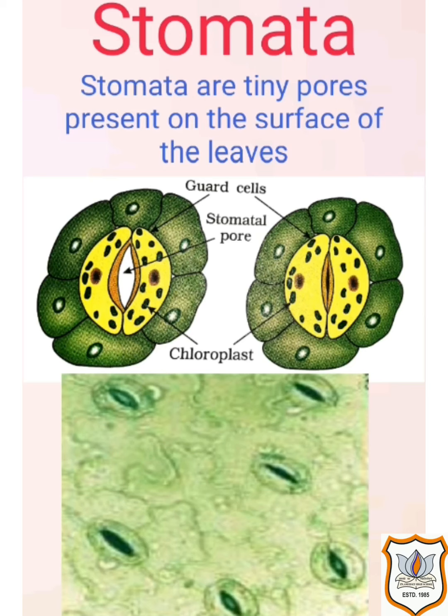Now, let us discuss the functions of stomata. The very first function, massive amounts of gaseous exchange take place in leaves through stomata for the purpose of photosynthesis. Second one, a large amount of water can also be lost through stomatal pores in the process of transpiration. Transpiration is an important process of plants in which plants release excessive water with the help of stomata.